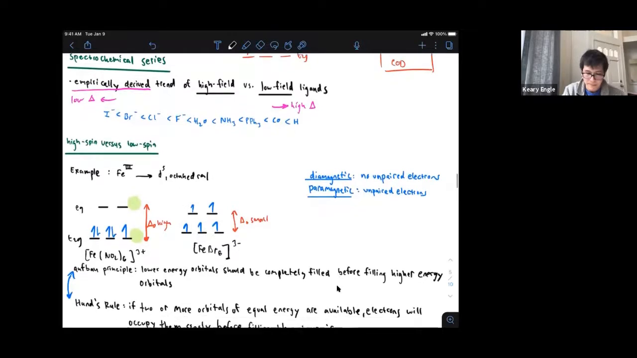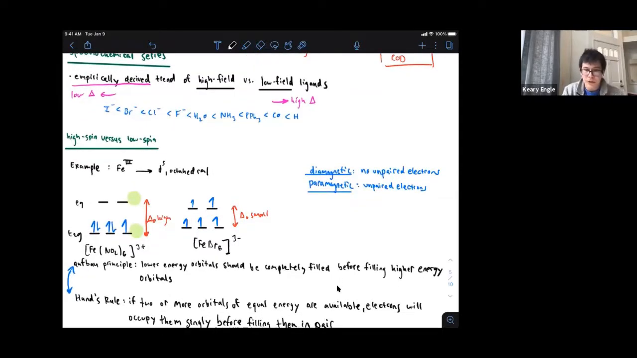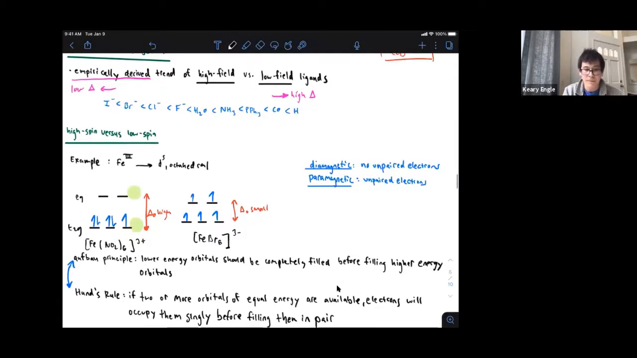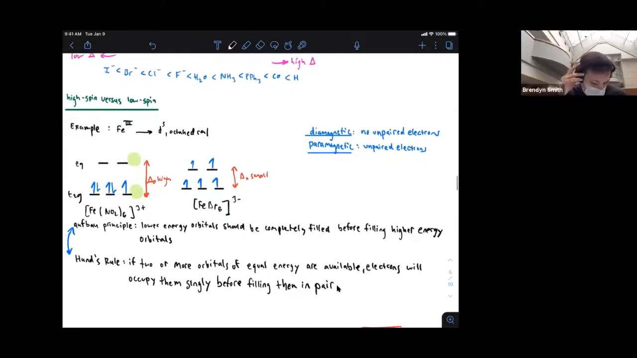before doubly occupying any. And then terminology that you'll hear and read in the literature is diamagnetic and paramagnetic. Paramagnetic species are those that have unpaired electrons, and diamagnetic species are those that have no unpaired electrons. This often manifests itself when you're doing syntheses of these complexes: paramagnetic species are difficult to characterize using techniques that us organic chemists like, nuclear magnetic resonance for example, owing to their unpaired electrons.